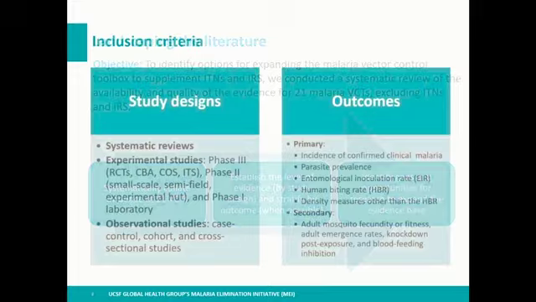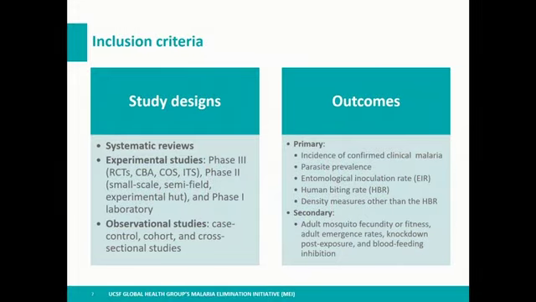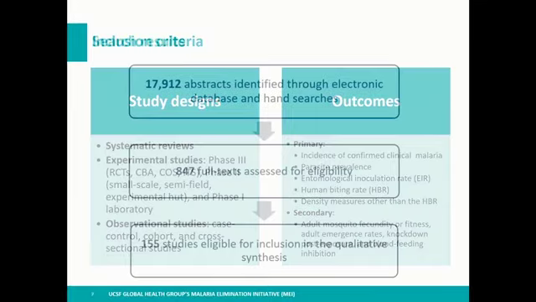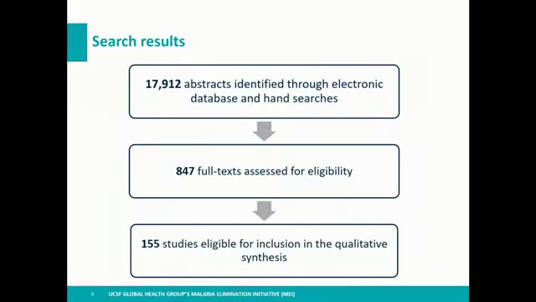So the inclusion criteria was based on study designs, as I mentioned. We included systematic literature reviews that have already been conducted, experimental studies, stratified by phase of study, and operational studies as well. Outcomes, we looked at both epidemiological outcomes as well as secondary entomological outcomes. The team screened almost 18,000 abstracts. This is quite a feat, and came out with 155 eligible studies for inclusion in the qualitative synthesis.